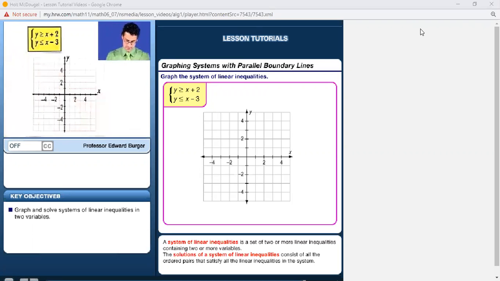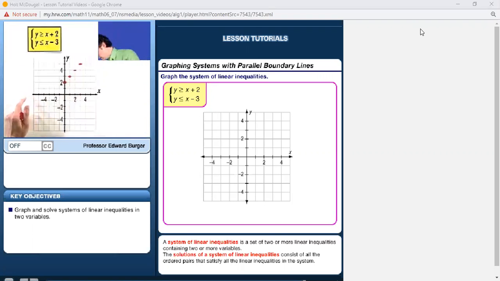So what's the boundary line? Well, y is going to be equal to x plus 2. So I have a y-intercept of 2, and the slope is going to be an invisible 1 over 1. So 1 up, 1 over, 1 up, 1 over, 1 up, 1 over. Okay, I think I see it.